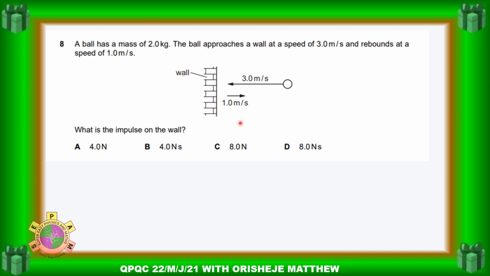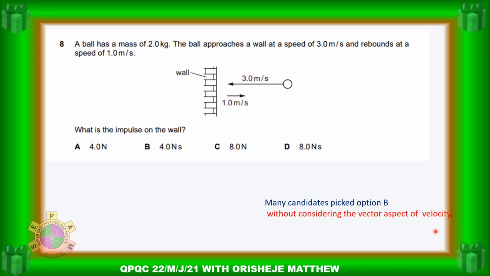If you look at this, this is a question that has to do with impulse and momentum, collision. So what is the impulse on the wall? Now, many students pick option B, without considering the vector aspect of the velocity. And take note, examiners always like testing students on this question that has to do with collision, momentum. So take note of it.